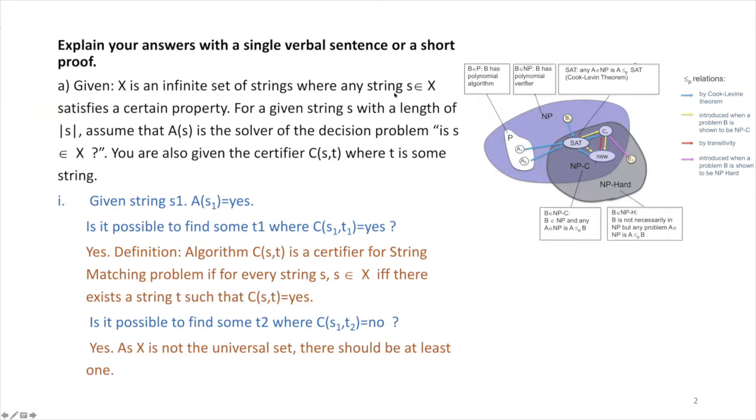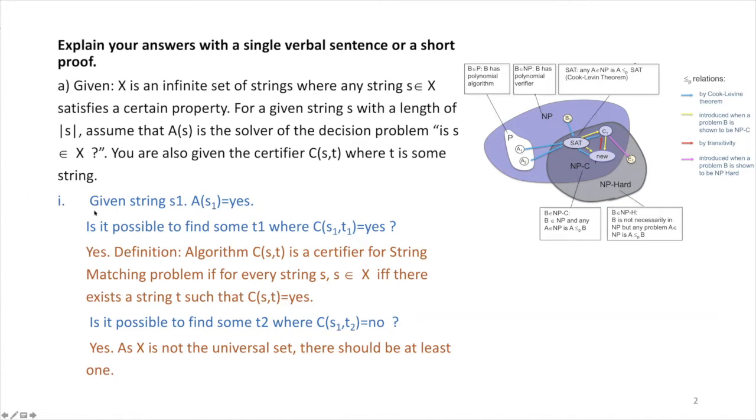A. Given X is an infinite set of strings where any string S, element of X, satisfies a certain property. For a given string S with a length of |S|, assume that A(S) is the solver of the decision problem, is S an element of X. You are also given the certifier C(S,T), where T is some string.